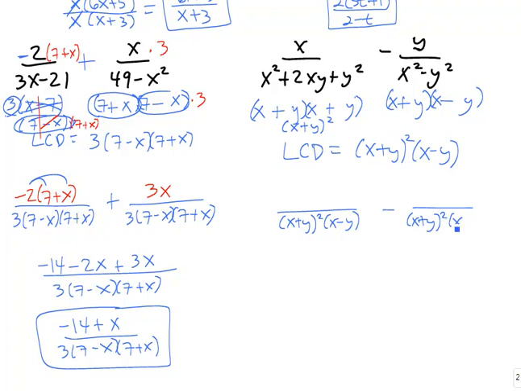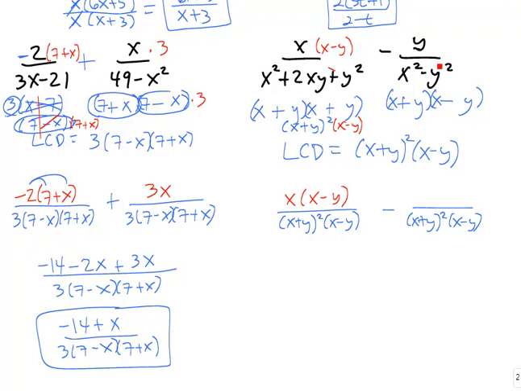And if we look at our first fraction, we already have the 2x plus y's. We're missing the x minus y. So we would need to multiply by x minus y on the top and on the bottom. So the new numerator is going to be x times parentheses x minus y.